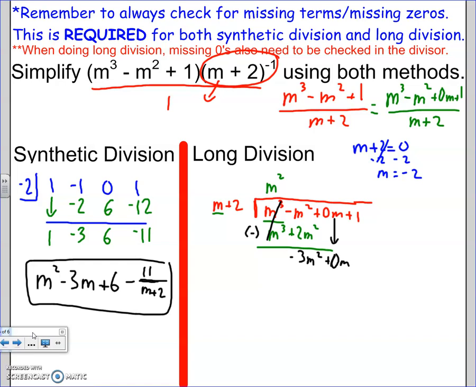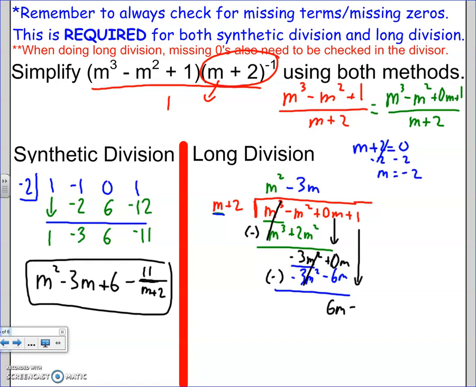So how many times does m go into -3m squared? It goes in -3m times. -3m times m is -3m squared. -3m times +2 is -6m. Remember, I'm going to do the opposite. So -3m squared plus 3m squared cancels out to 0. 0m plus 6m is +6m.